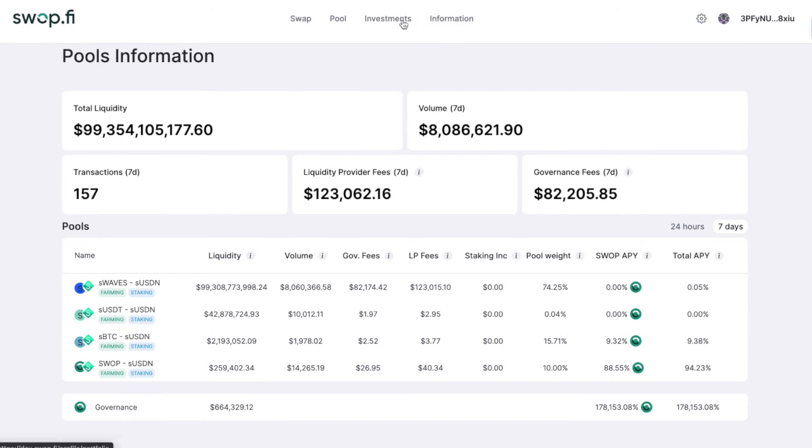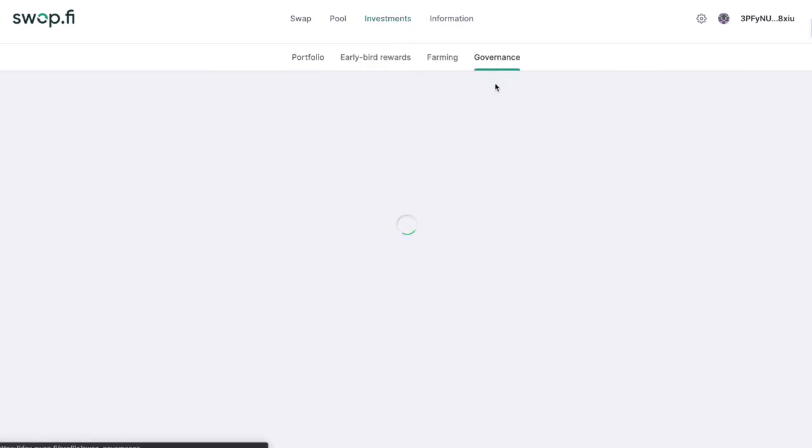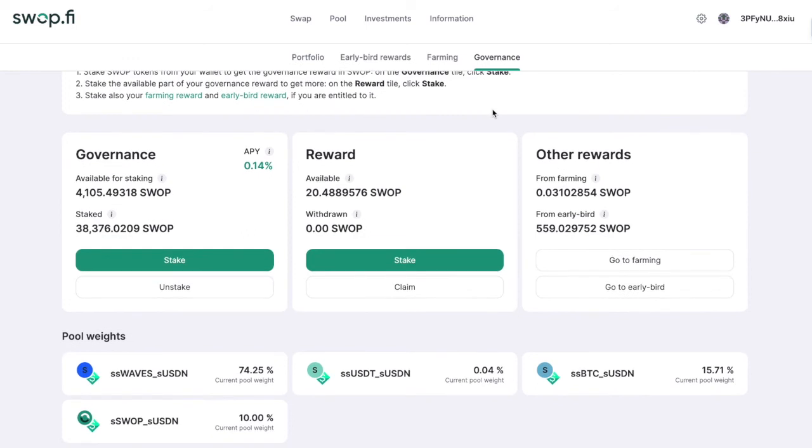Now let's go back to the governance tab and see what we can do with our Swap tokens. As I already said, we can stake them, we can unstake them, and if there are any rewards from Swap staking, then we can stake them too or claim those Swap tokens. So we will get them directly right into our Waves account.